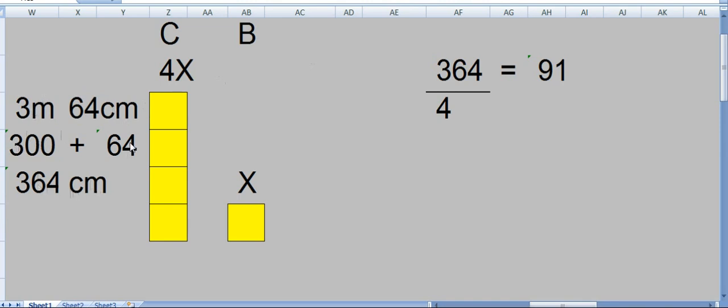Now see, the cupboard is 364. What is the bookshelf then? It is 1/4. Okay. So 364 upon 4. If I do the division, I have explained in my earlier videos how division is done. So 4 9s are 36 and 4 1s are 4, so the answer is 91.